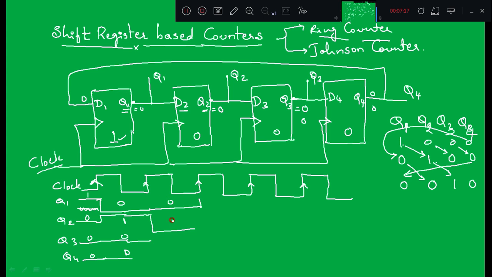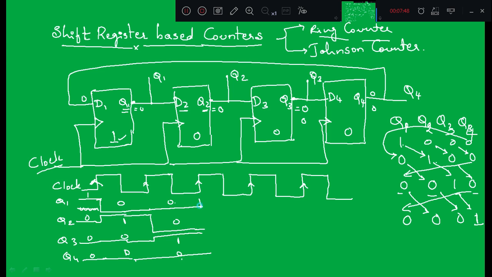Q1 is 0, Q2 is 0, Q3 will become high, and Q4 remains 0. So what we got here is 0 0 1 0, right? Now after application of the next clock pulse, Q4 is 0, which is connected to D1, so Q1 will become 0, Q2 will become 0, Q3 will become 0, but Q4 will become high, right?